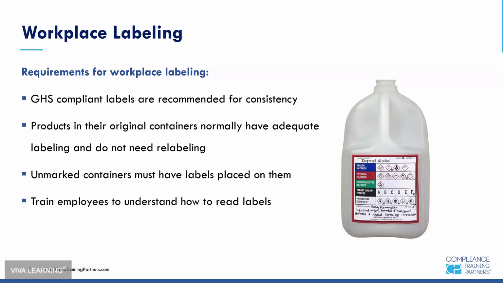This is not nearly as arduous of a task as you might think, because yes, things that are in unlabeled containers need to have a label like this. This is what's called a Globally Harmonized System, GHS label. But things in their original container do not, because the labels on those original containers have already passed scrutiny. It's when you take things out of the original container.